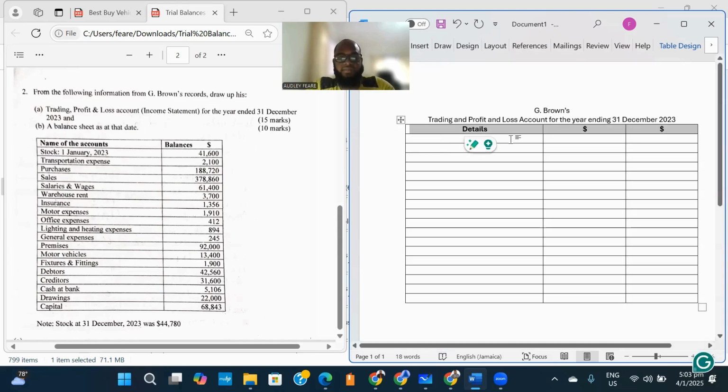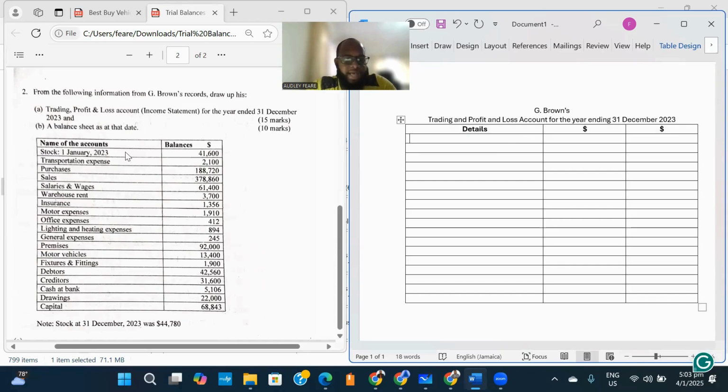The first item, and we're going to tick them off, the items that go into the trading and profit and loss account. So opening stock, all our expenses, purchases, sales, expenses again. So all of these items would go into our TP&L account. Anything that has assets, liability, and capital, those go to the balance sheet. So and don't forget your footnotes. Your closing stock is very important. All right. So let's do this in less than 10 minutes.